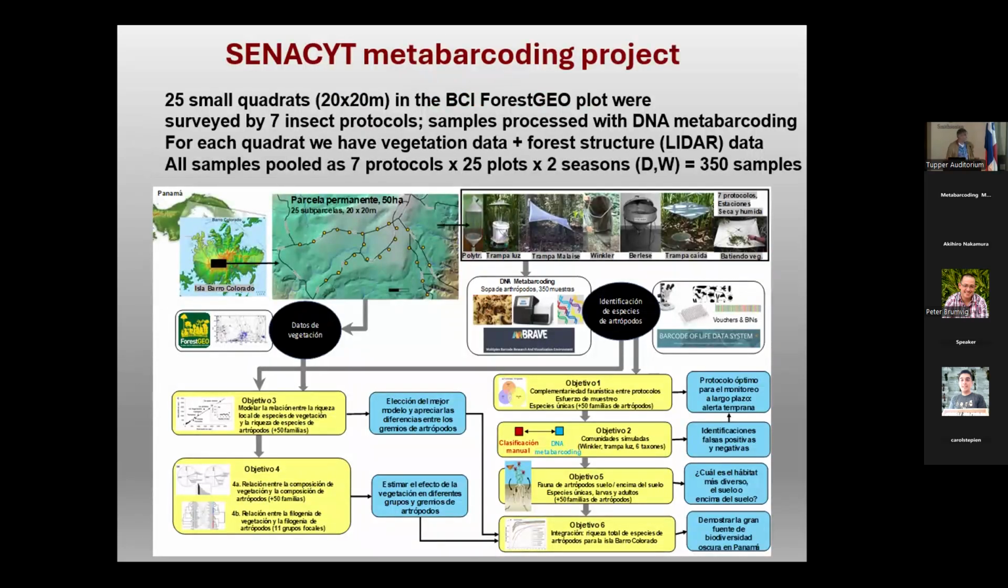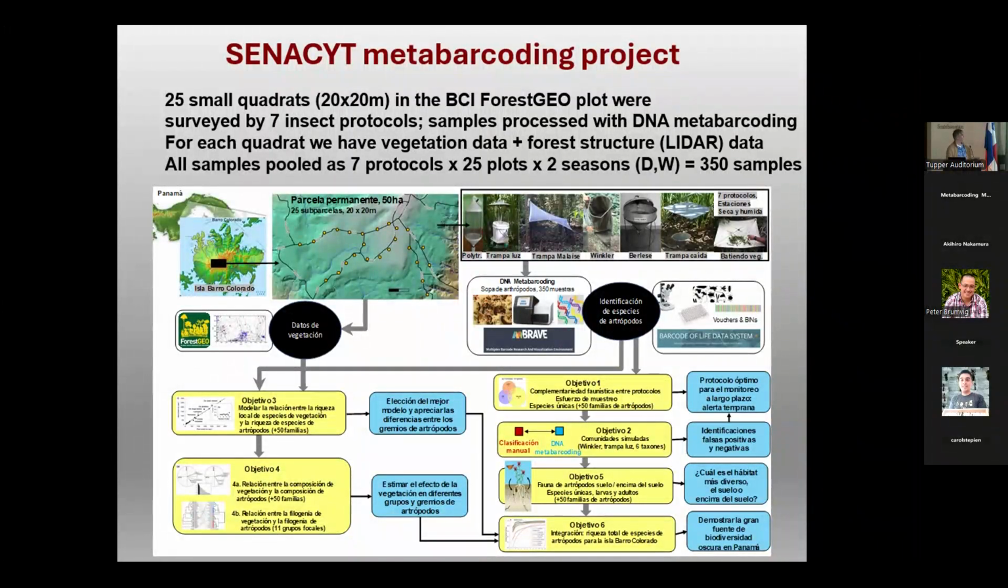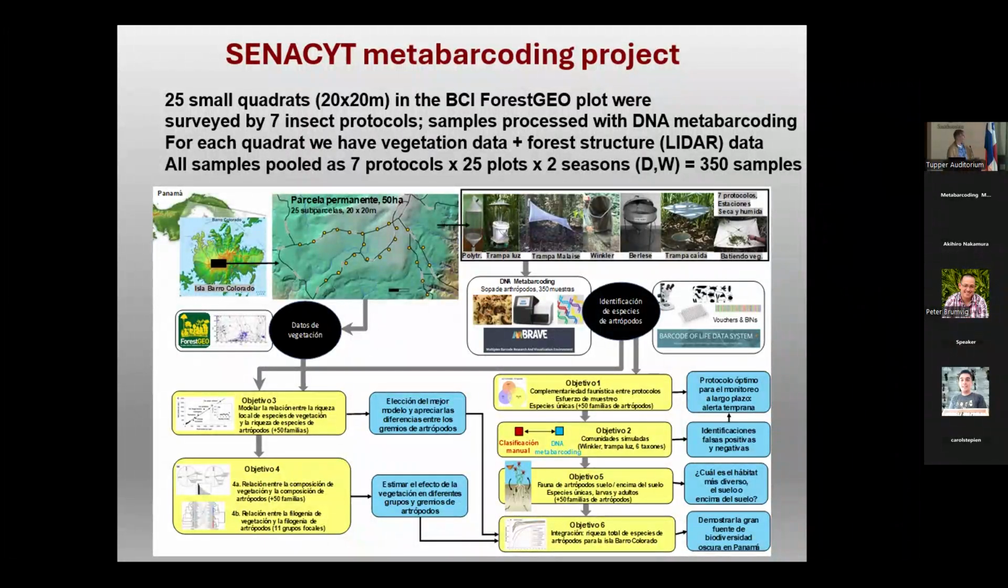But getting really into the metabarcoding, what we call the SENACYT metabarcoding project on BCI, we have on BCI the 50-hectare plot, from which we took 25 small plots. These are only 20 by 20 meters. And here, the composition of the trees, of the plants, of the lianas is all known. And we processed insect samples with 7 different protocols. In the next talk, Daniel Souto-Villaros is going to review these methods and the differences between them.